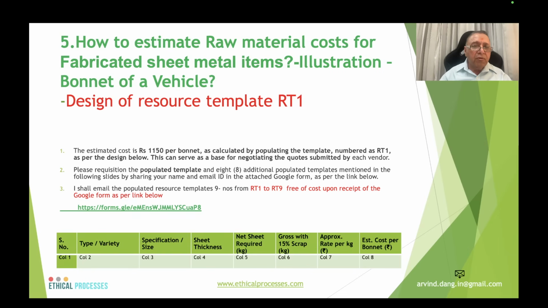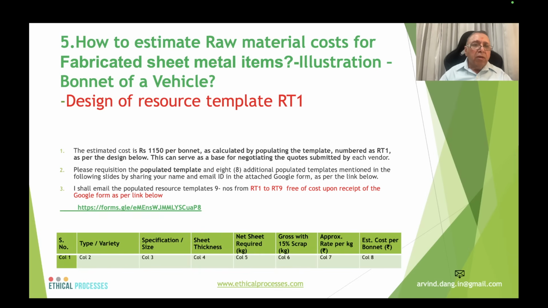Now let me come to this. This is to be computed in a sheet which I have shared, having 8 columns: serial number, type and variety of the raw material, specification, size of the raw material like HR sheet, CRC sheet, etc., sheet thickness, net sheet required in terms of kgs, and gross total sheet requirement considering say 15% scrap, which can vary, and the approximate rate per kg for the raw sheet, and the estimated cost per bonnet.